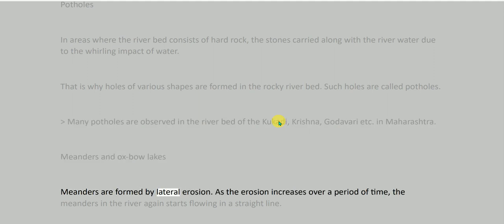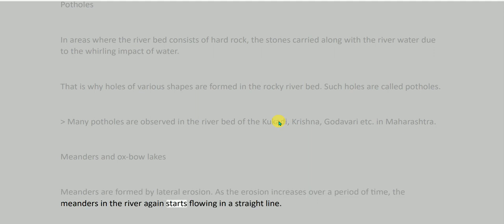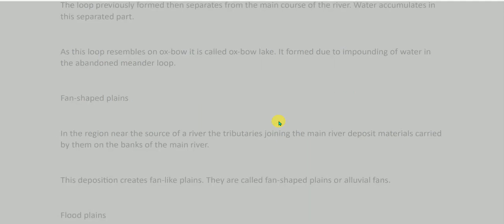Meanders and oxbow lakes. Meanders are formed by lateral erosion. As the erosion increases over a period of time, the meanders in the river again start flowing in a straight line. The loop previously formed then separates from the main course of the river. Water accumulates in this separated part. As this loop resembles an oxbow, it is called an oxbow lake. It is formed due to impounding of water in the abandoned meander loop.